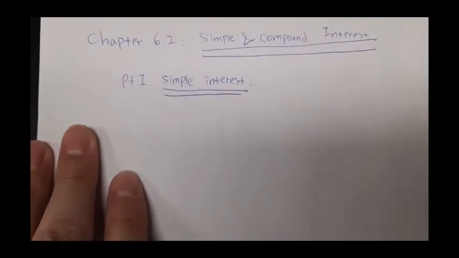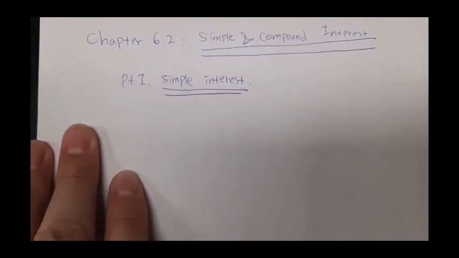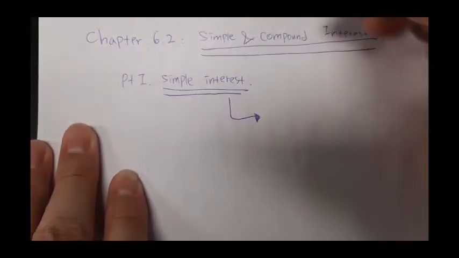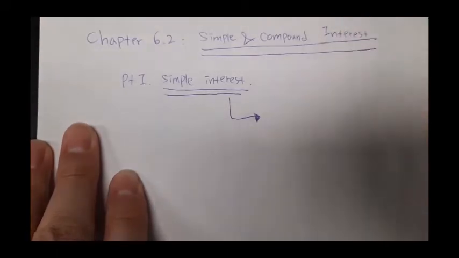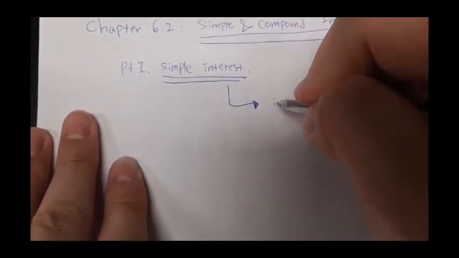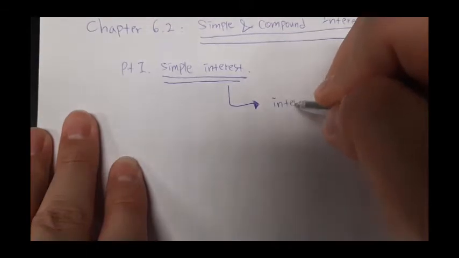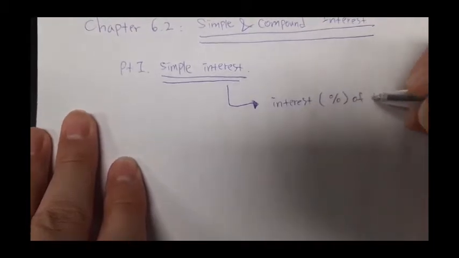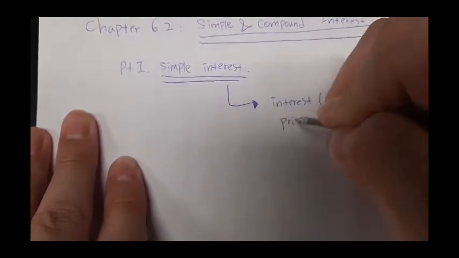Now, simple interest, let's define what that is first. Simple interest is basically interest calculated as a percentage of a principal. Or principal, come to think of it, you may not know. So interest is a certain percentage of the principal. I'm going to do this one by one.